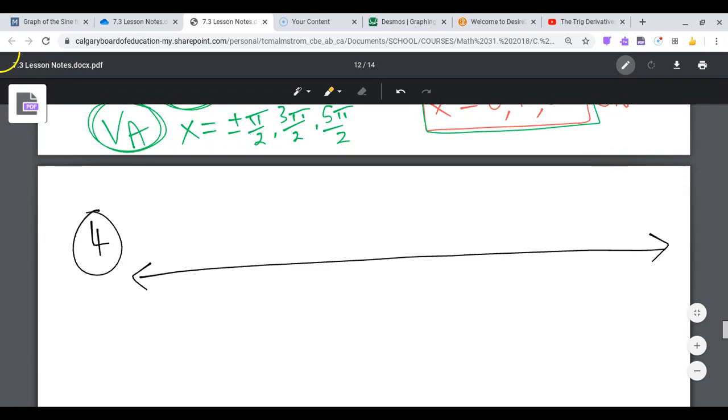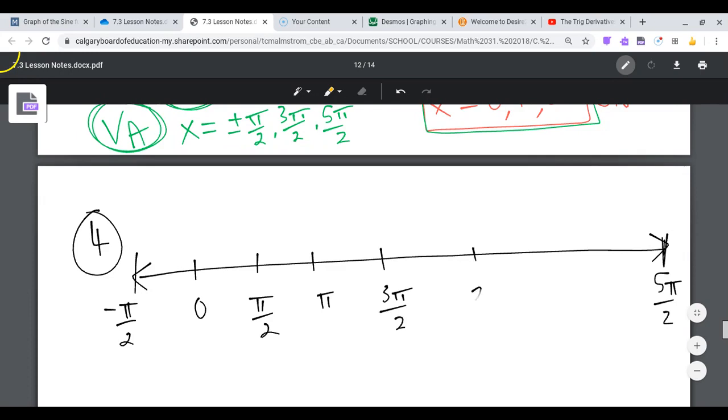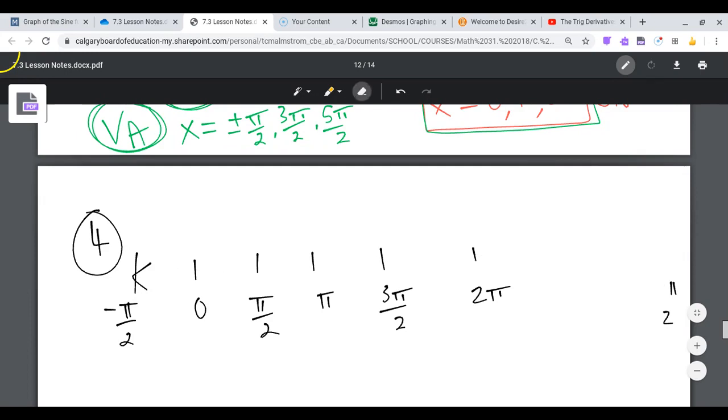Okay, so this is a really ugly number line. So we're at negative pi on 2 all the way to 5 pi on 2. And we have 0, and then we had pi on 2, and then we have pi, and we have 3 pi on 2, and then we have 2 pi. So I could have spread that out a little better. Sorry. That's okay. All right. There we go.